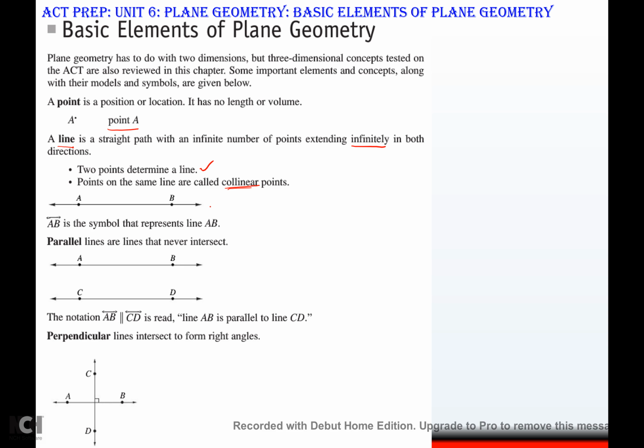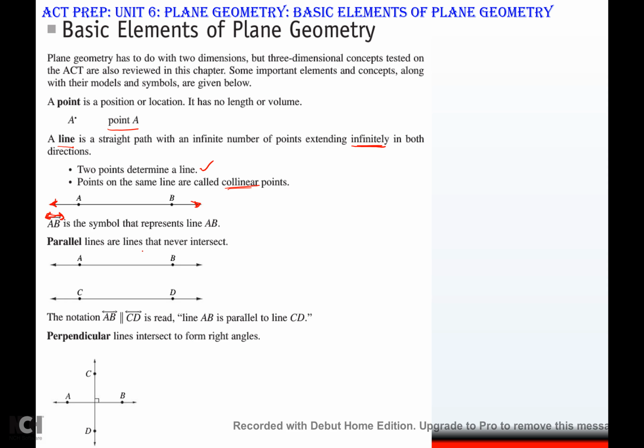Okay, so this would be a line AB. And the symbol that represents line AB is this AB, and it's kind of hard to see. It's not a very good copy, I guess. And you put a bar with two little arrows above it, and that represents a line AB. The arrows above it are what tell you that it's a line instead of a line segment, okay? Because the arrows suggest that the line goes on forever, infinitely in both directions, okay?